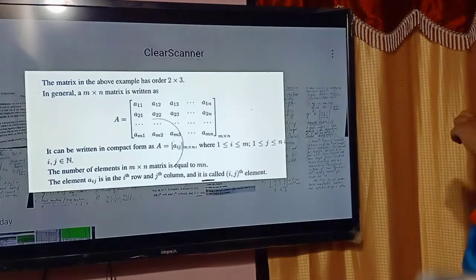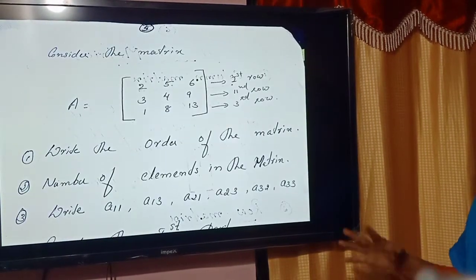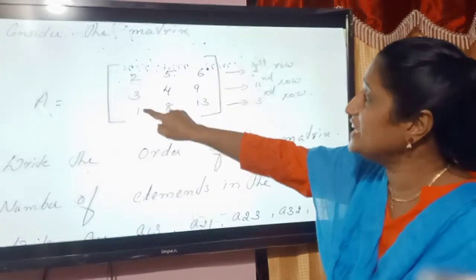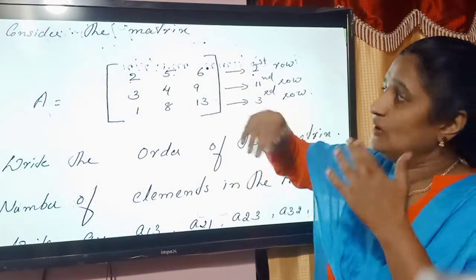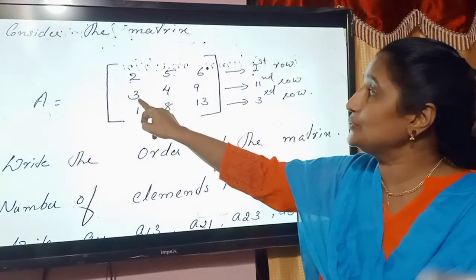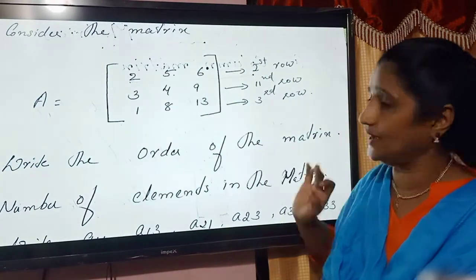Now we can discuss one example. Let us consider a simple example. Let A be equal to 2, 5, 6 as the first row. Always see what the first row is. This is the first row, 2, 5, 6. And the second row, 3, 4, 9. And the third row, 1, 8, 9.